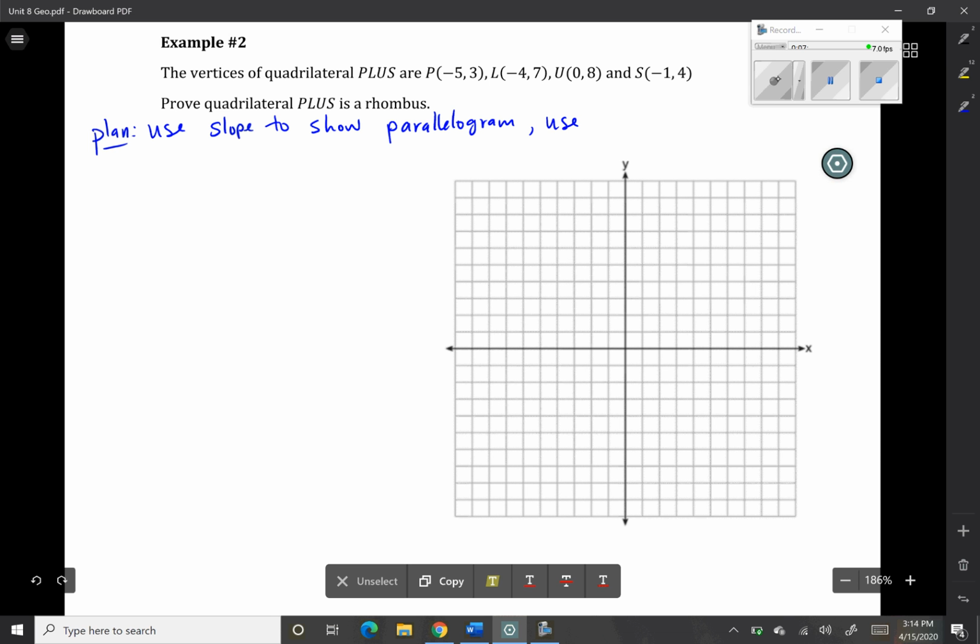Then I'm going to use distance to show all sides congruent. Because one of the things that makes a rhombus special is that all four sides are the same length. So if I do some graphing, -5, 3, -4, 7, 0, 8, and -1, 4, I have this nice little quadrilateral.